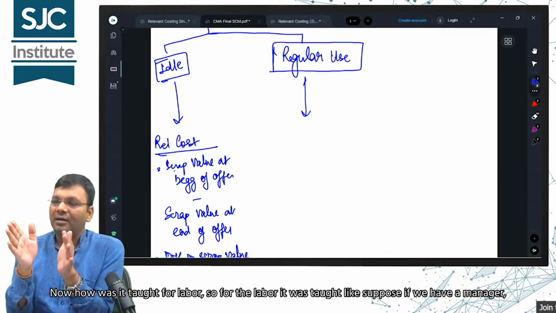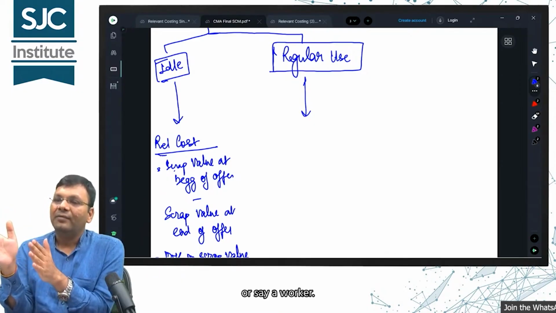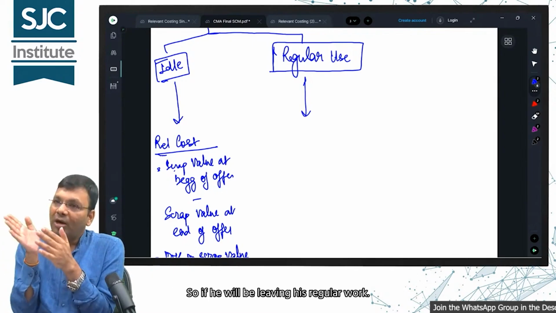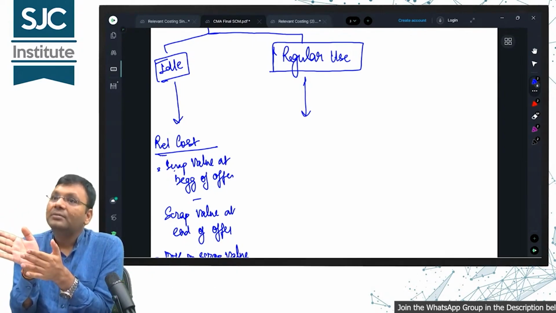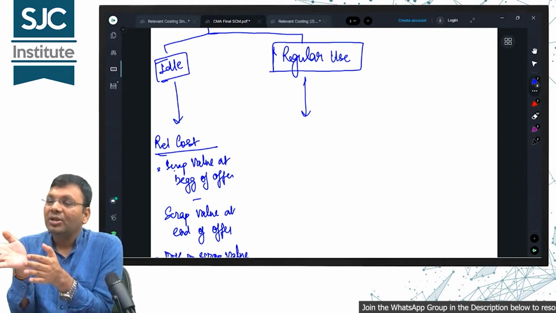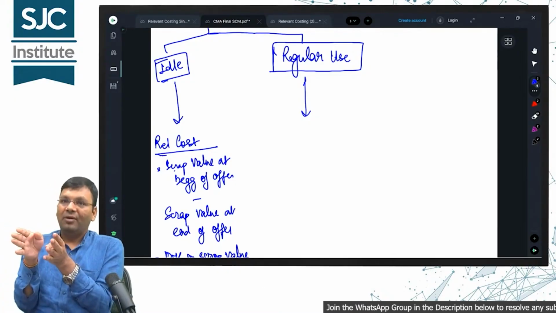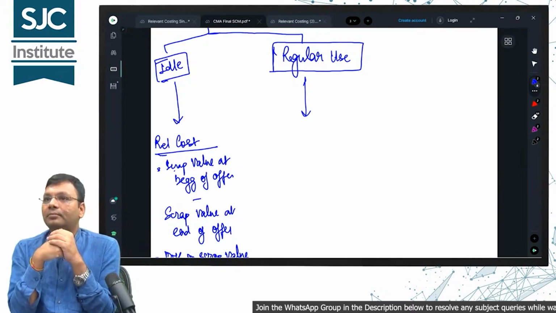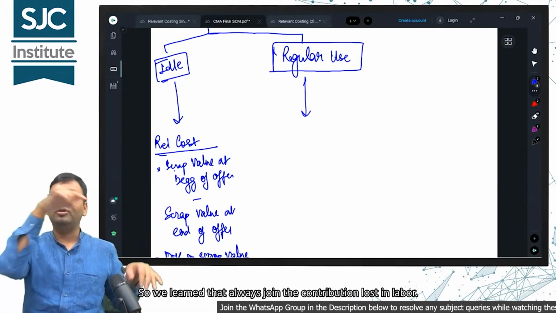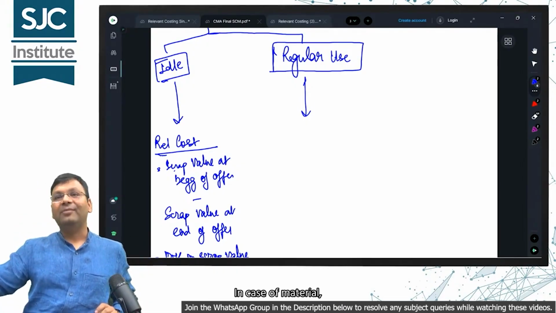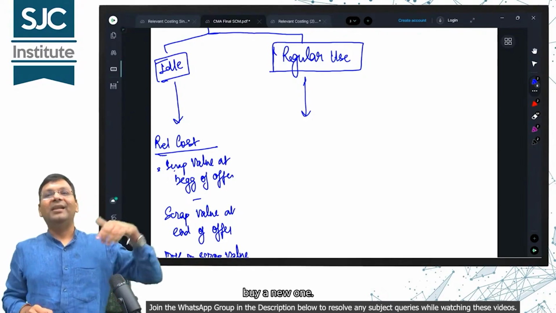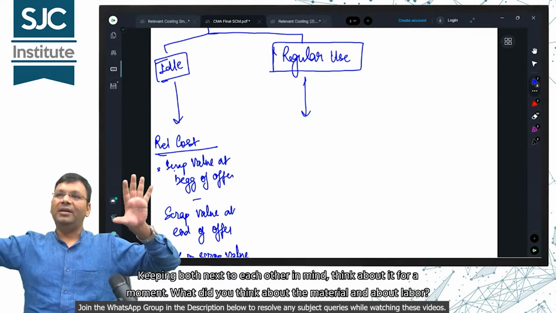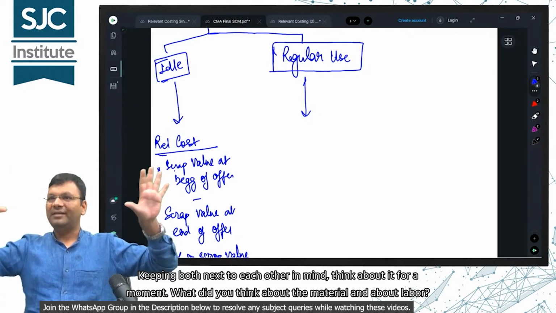Now how was it taught for labor? Suppose we have a manager or a worker, a person engaged in our regular work. If he leaves his regular job, what will happen when we go to the offer? We will add the contribution lost to this. So we learned to always add the contribution lost in labor. In case of material, buy a new one. Keeping both next to each other in mind, think about it for a moment.